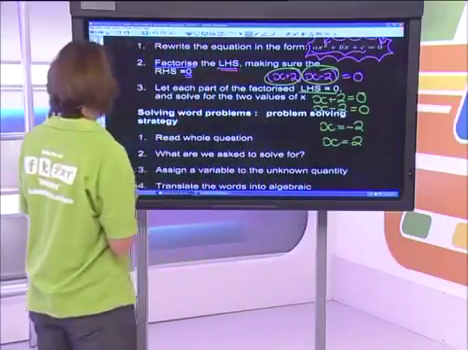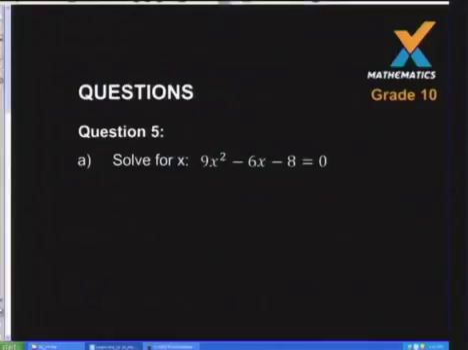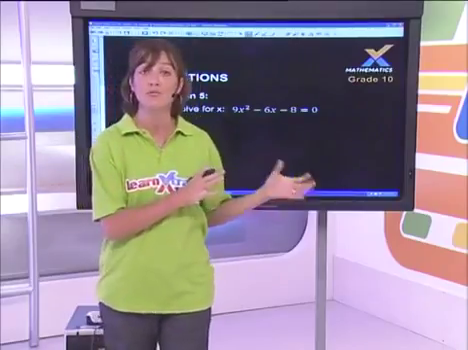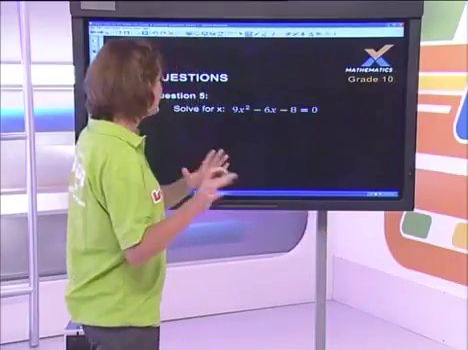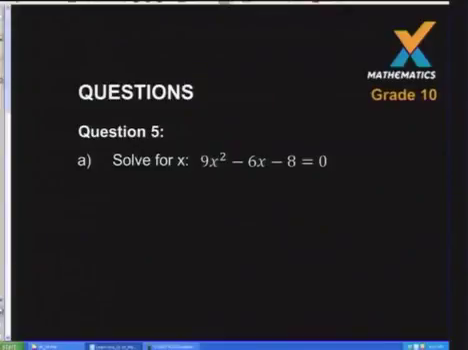So let's practice some. I have got 9x squared minus 6x minus 8 is equal to 0. So step number 1 is in fact already done for us, because everything is already on the left-hand side. The right-hand side is already equal to 0. So that's done. Now we have to factorize the left-hand side.